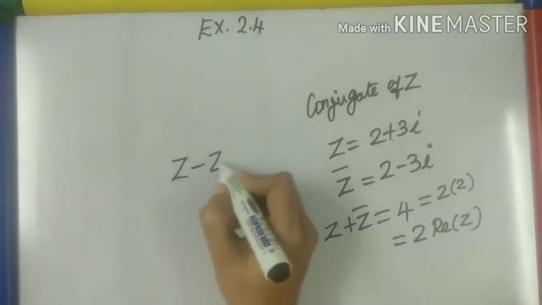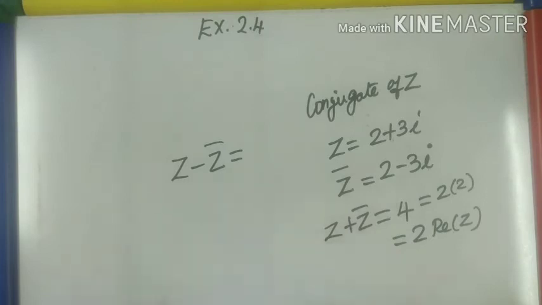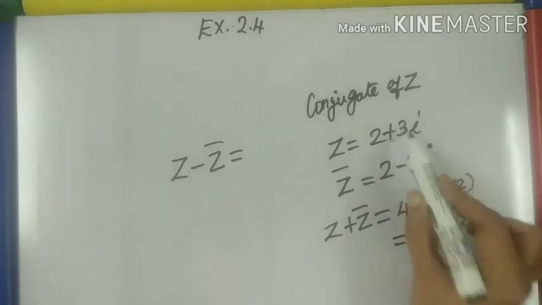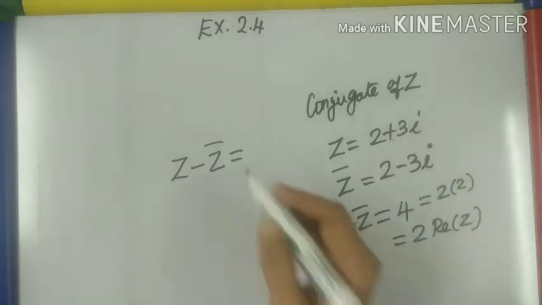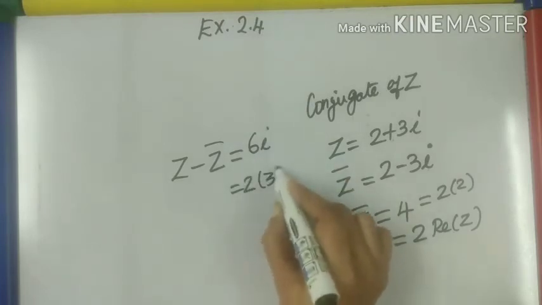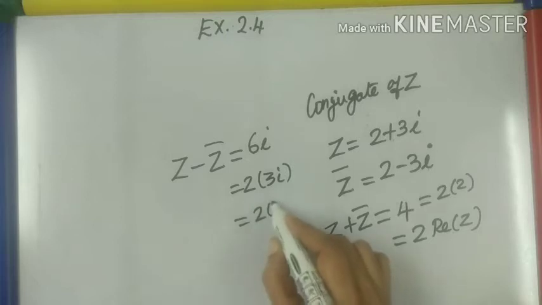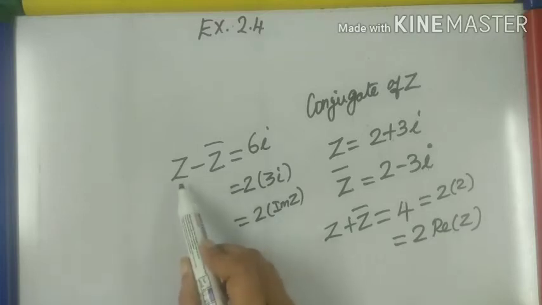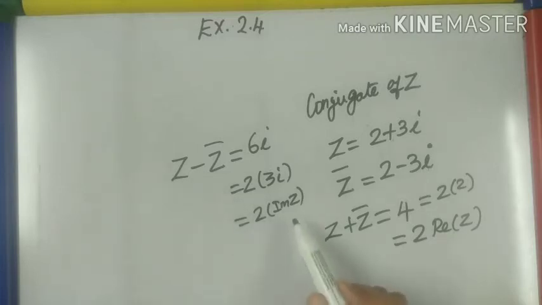Suppose I subtract Z and Z bar. Z minus Z bar. If I subtract, 2 and 2 will get cancelled. 3i minus of minus 3i, plus 3i. So my answer is 6i, which is nothing but 2 into 3i, or 2 into imaginary of Z. So this part I call real of Z and this part I call imaginary of Z. When I add Z and Z bar, I get 2 times real part. When I subtract Z bar from Z, I get 2 times imaginary part.